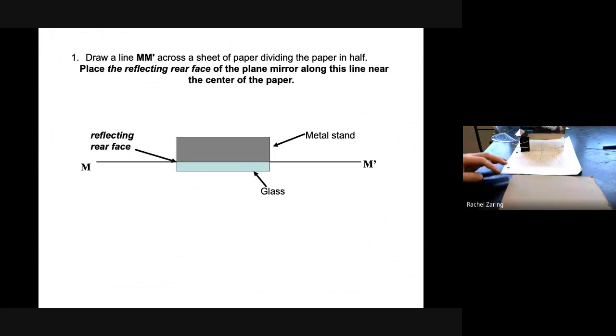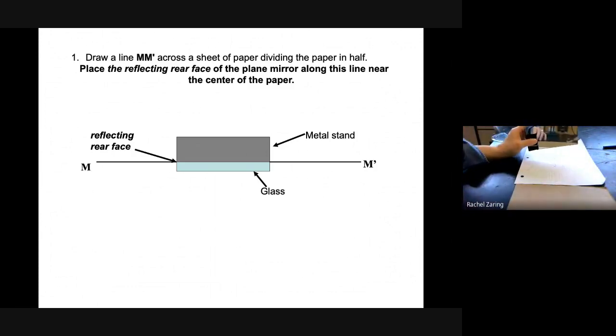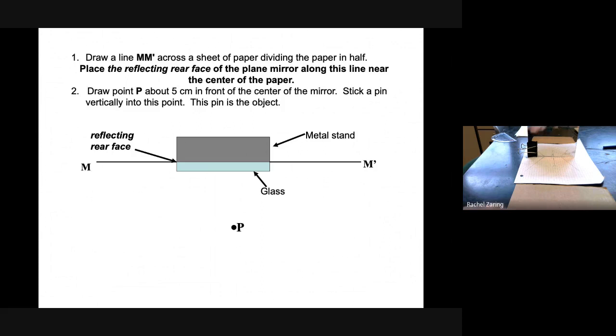So you have that straight line drawn across your piece of paper. It's line MM because it's the line where the mirror is going to sit, and you're going to do your best during this lab to keep the mirror standing on that line. So place the reflecting side towards you so you can see into it. And you have your metal stand, which helps it stand up.